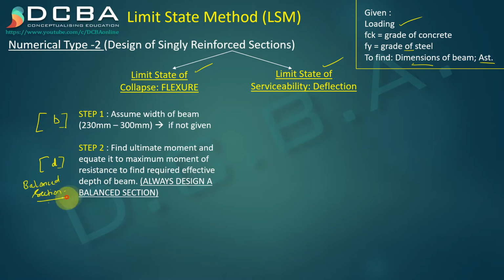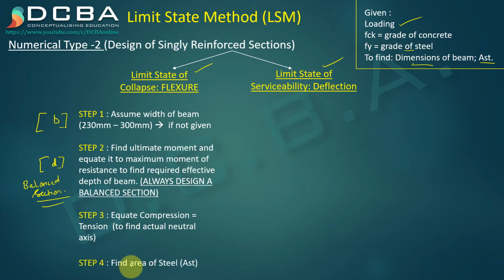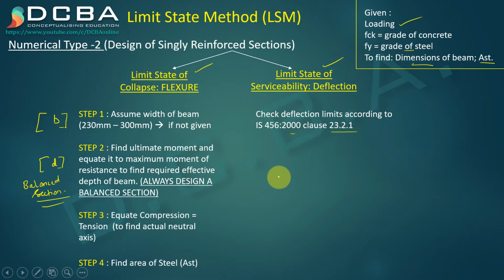Just note this, that we will always design it for a balanced section, and further we can make it an under reinforced section. But the design should always be aimed to make it a balanced section. So in the first two steps, we are finding just the dimensions of the beam. In step 3, we will equate compression to tension to find the neutral axis. In step 4, we will find the area of steel. Limit state of serviceability, we will check deflection limits according to IS 456 clause 23.2.1.